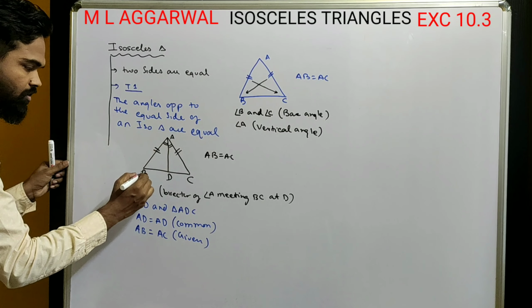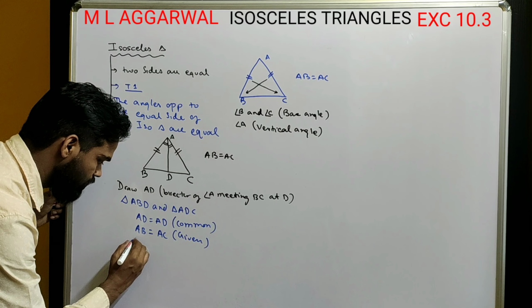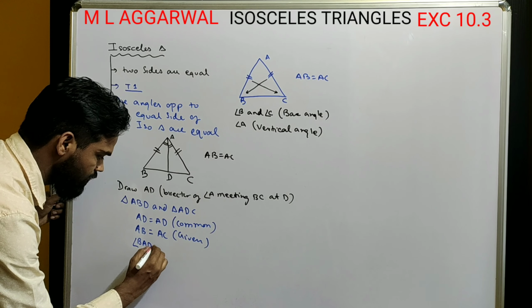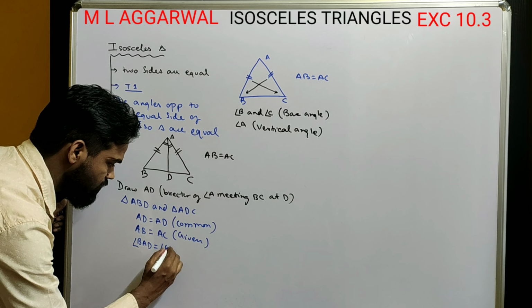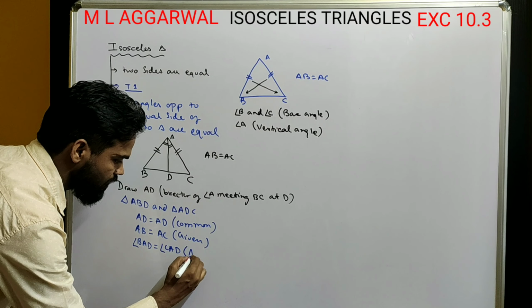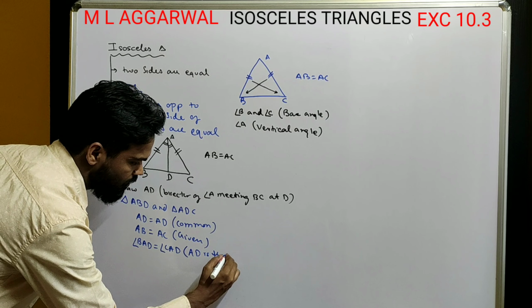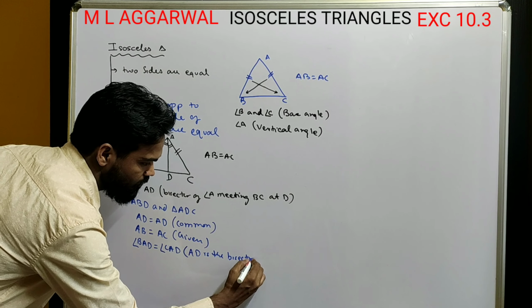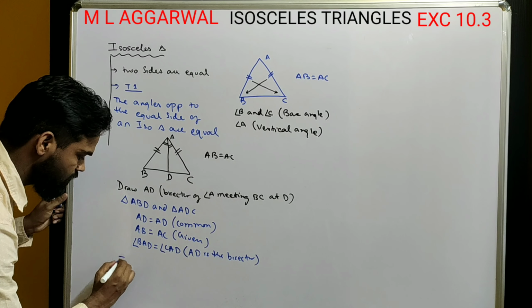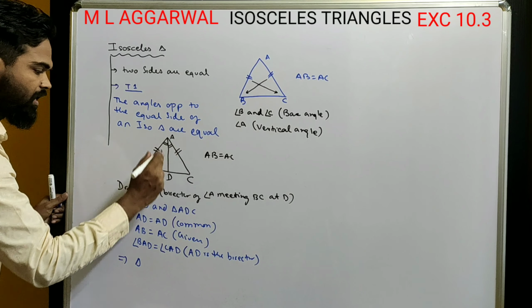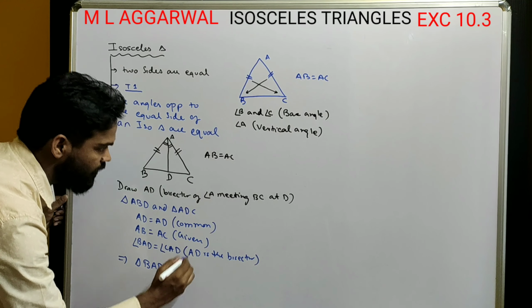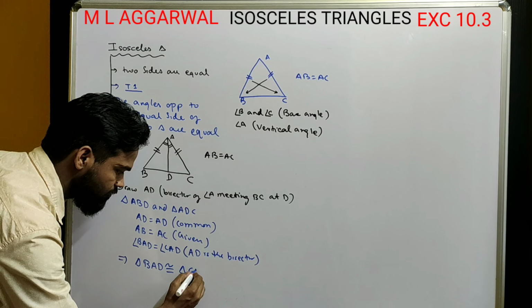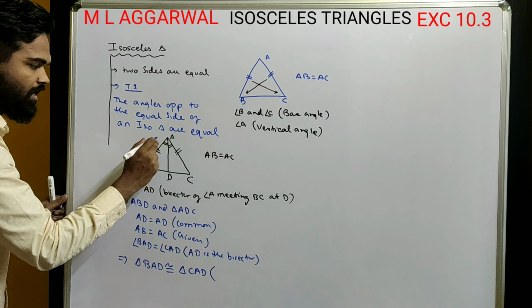And by construction, angle BAD is equal to angle CAD, because AD is the bisector. Okay, which means triangle BAD is congruent to triangle CAD, side angle side.